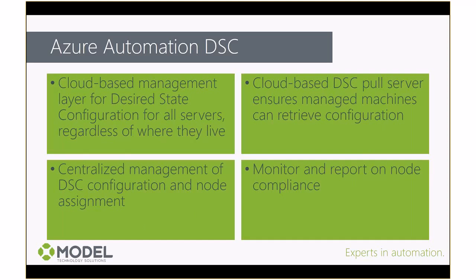Azure Automation gives you a pull server that's hosted in the cloud that's going to be always accessible so long as your servers have internet access either directly or via a proxy. And they can get out there, pull down configuration, and apply it. So we're going to take a look at what this looks like in Azure.